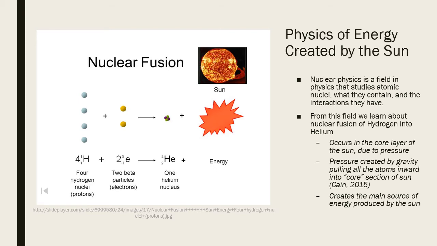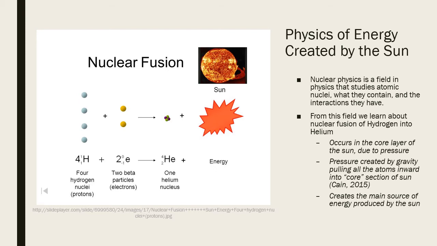This occurs in the core layer of the sun due to the pressure there caused by gravity pulling the components of the sun inwards toward the core section. This forces many particles into a very small space, increasing the pressure seen here.